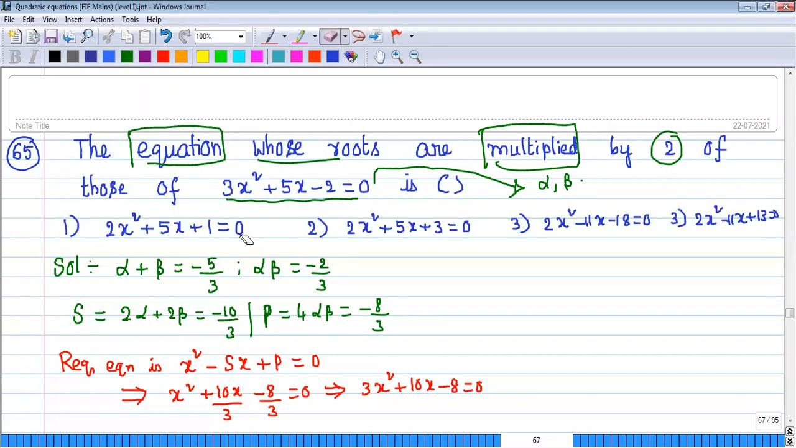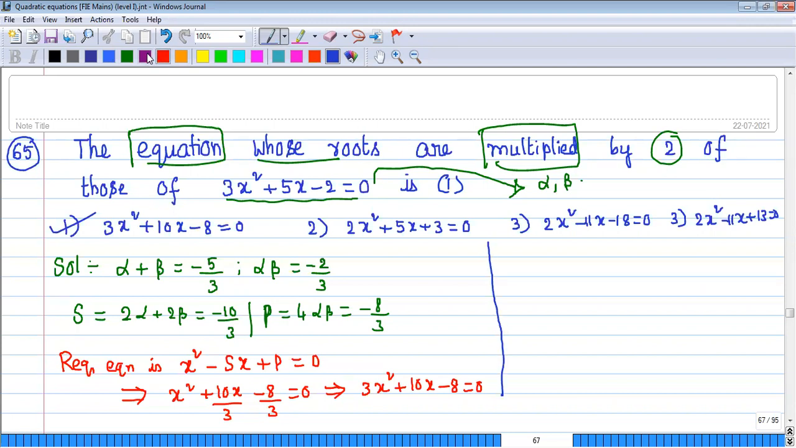Change the option now. First option is 3x square plus 10x minus 8 equals to 0. Actually, first option is the right option.